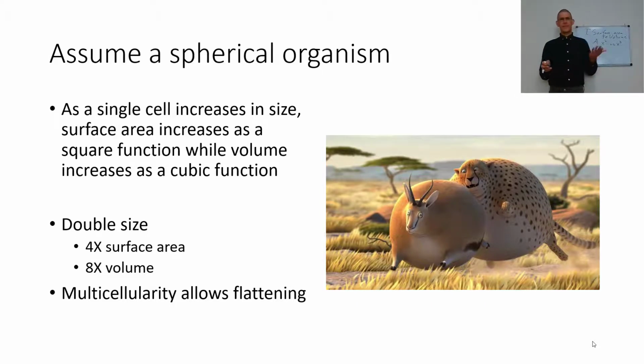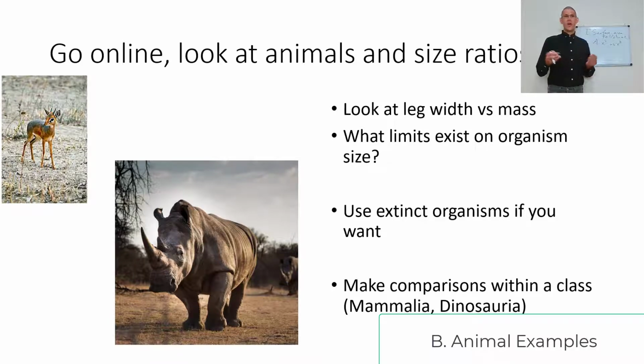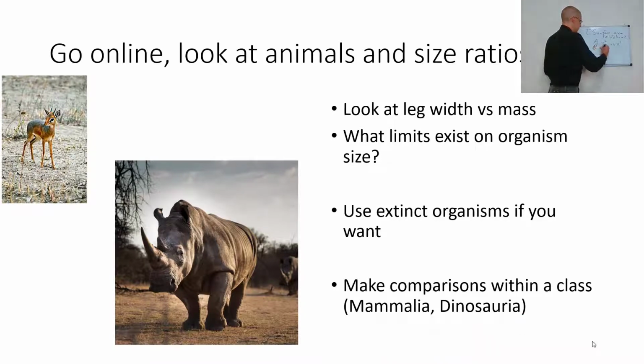All right, so let's think of some animal examples. I want you to go online. In class, we're going to just go online, look at animals, and just talk and compare them. You can look at this dik-dik. That's what it's called. It's a tiny little antelope-shaped thing. Very small legs and very tiny body.